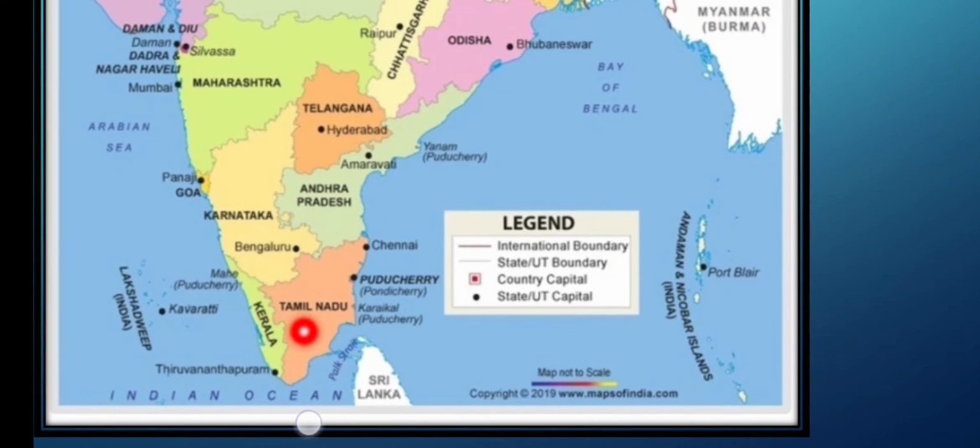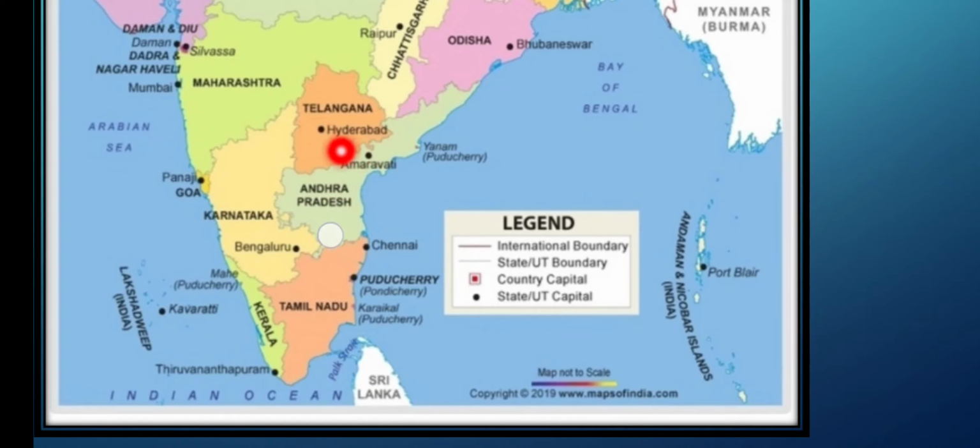Kerala, what is its capital? Tamil Nadu, Chennai. Kerala, Thiruvananthapuram. Karnataka, Bengaluru. Andhra Pradesh, at present it is Amravati. Telangana, Hyderabad. Amravati is not officially declared, but it will be the future capital of Andhra Pradesh.